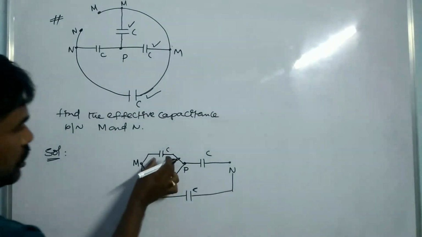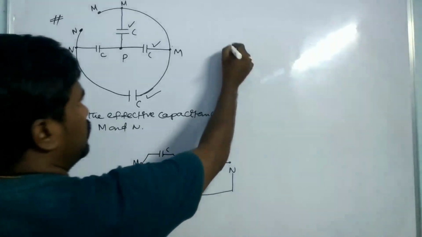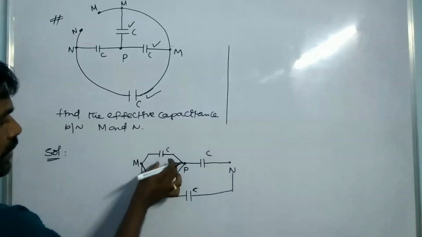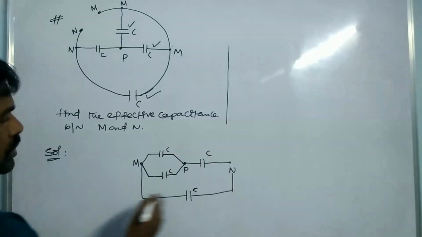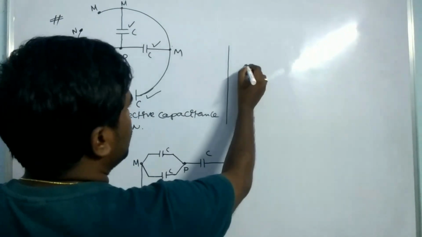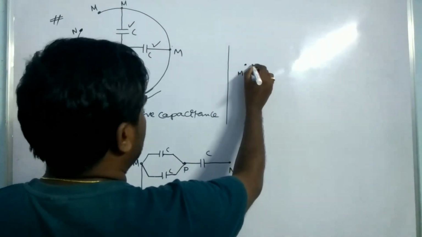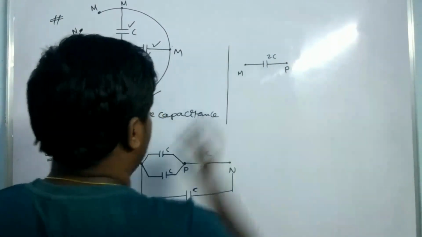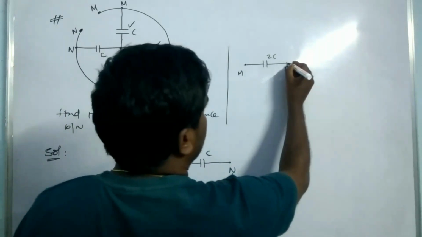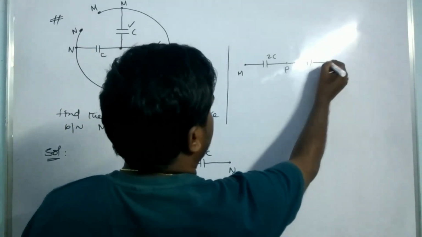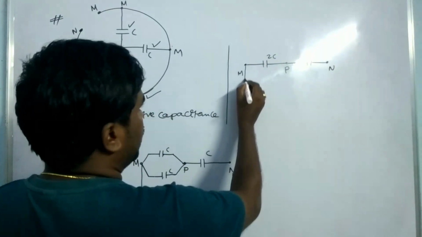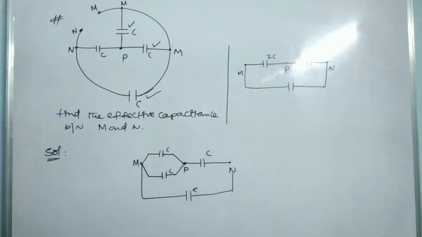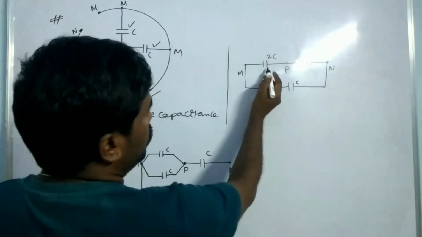How can we calculate? At first these two are in parallel combination. The effective capacitance of the parallel combination is C plus C, which is equal to 2C. So now this is M, right? Here this is 2C and this is point P, okay? And here there is a capacitor C and here there is point N. The other capacitor is there, that is N here. Clear? This is C.